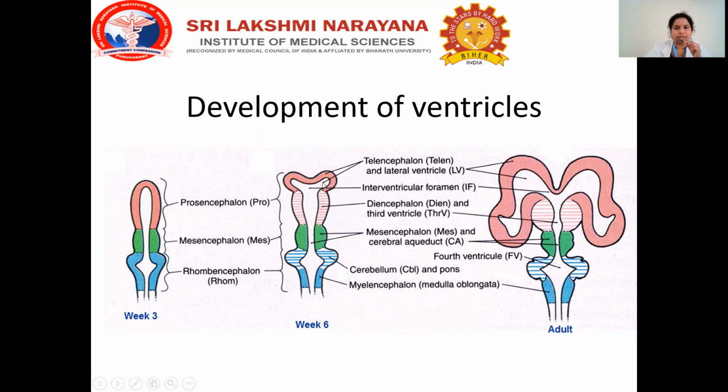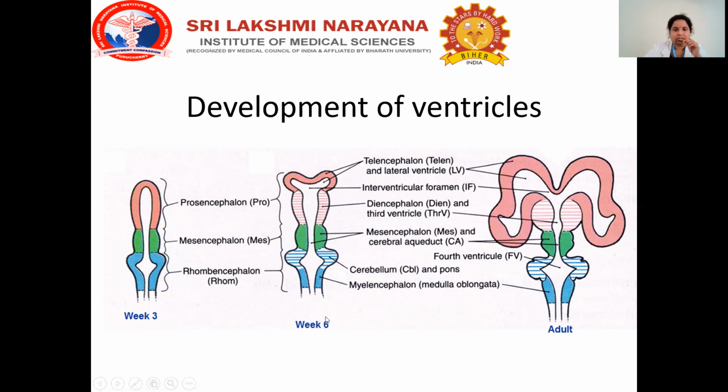The cavity of the primitive neural tube within the telencephalon forms lateral ventricle, and the wall of this neural tube differentiates into cerebrum. So the two lateral ventricles through interventricular foramen of Monro communicate into the diencephalon cavity, which is the third ventricle. Whereas the mesencephalon do not differentiate, it persists as such. In later adult life, it differentiates into midbrain.